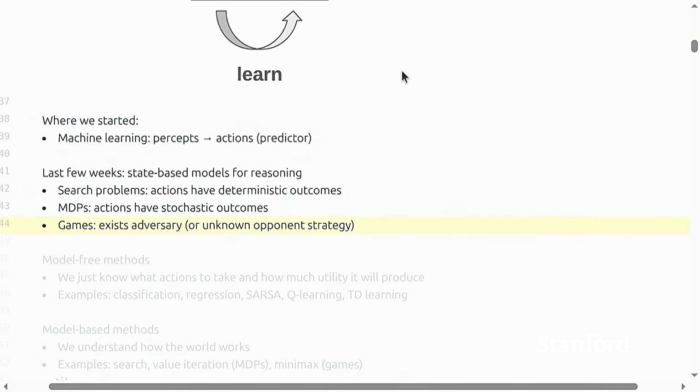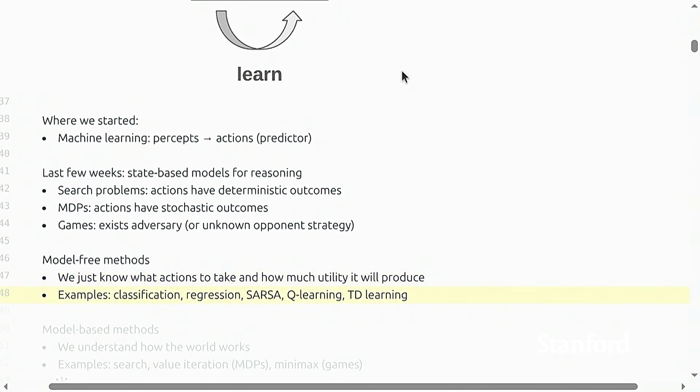In each of these cases, we looked at both model-free and model-based approaches. Model-free approaches essentially say we just need to know just enough to know what actions to take and how much utility it will produce. Examples include classification, regression, SARSA, Q-learning, TD learning. These are all approaches to try to directly get at the actions given the state or the environment.